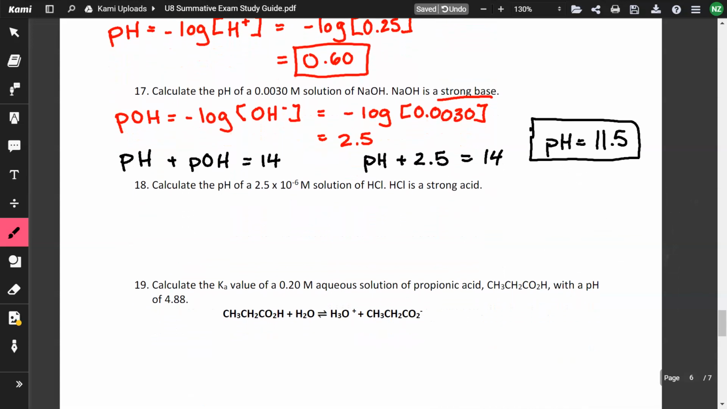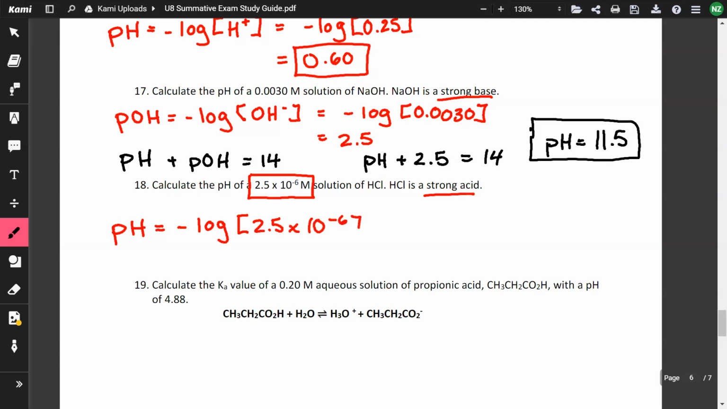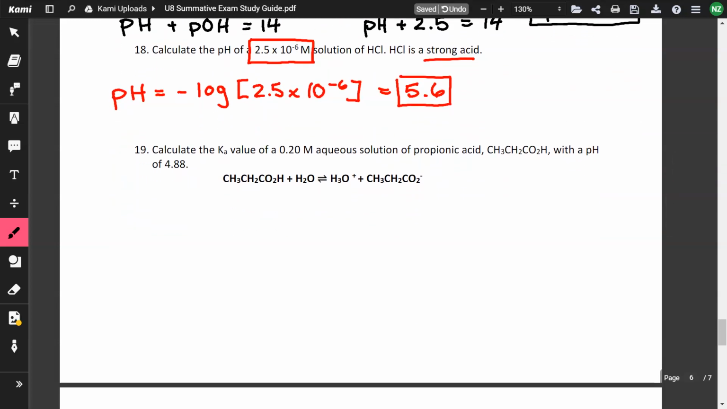All right. Calculate the pH. It tells us that we have a strong acid, but we have a number written in scientific notation. Hey, guess what? It doesn't matter if it's scientific notation. We just plug it in. So pH is equal to negative log 2.5 times 10 to the minus 6, and we get 5.6. Done.